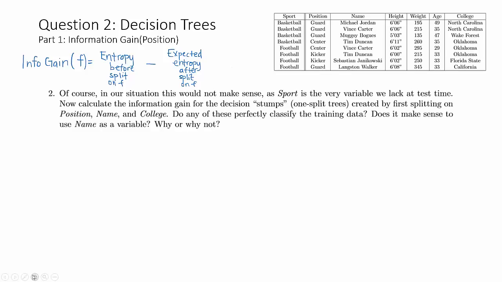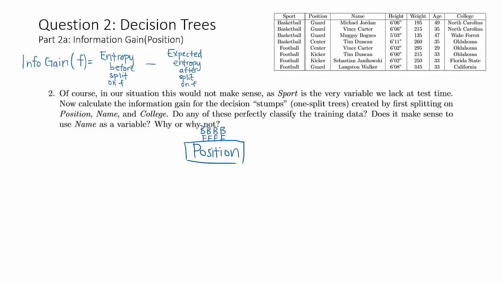In this part, we're going to compute the information gain for the decision stumps for 3 features: position, name, and college. Alright, so let's start with position. Let's first begin by drawing out the decision stump here. So initially we have our 8 training examples and they're labeled accordingly.